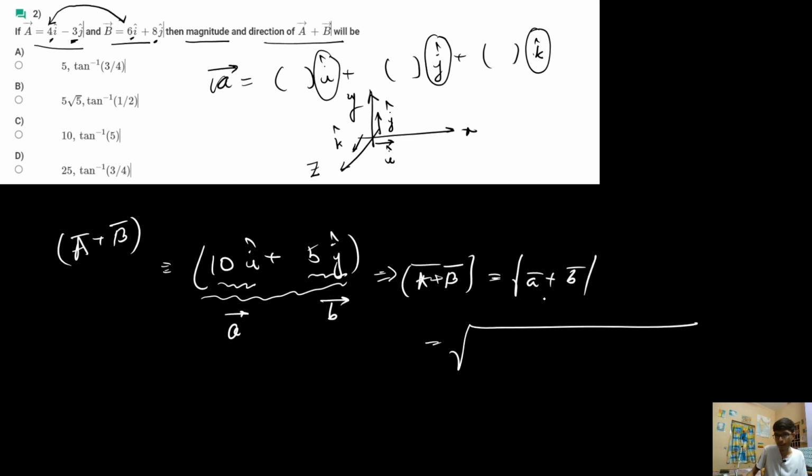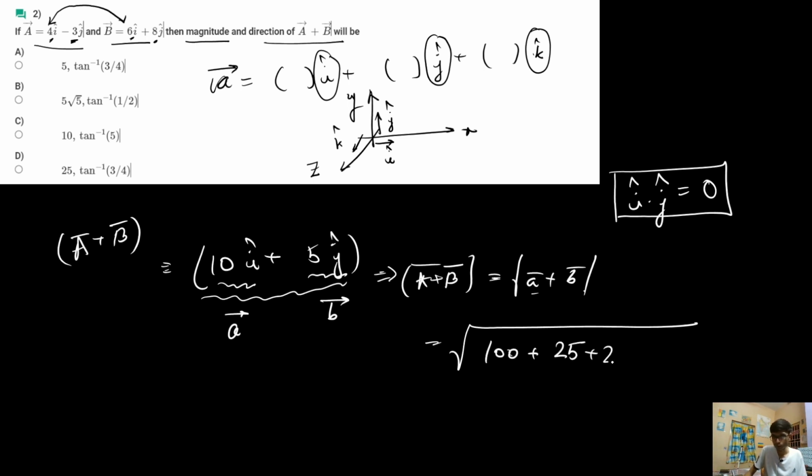Now what I can write for the magnitude of small a vector and small b vector, and we also know an important result that we will study in the topic of scalar product, that is i cap dot j cap is equal to 0. Using this result, I add the vectors, that is 100 cos square plus 25, plus 2 times 10 into 5 into cos of theta.